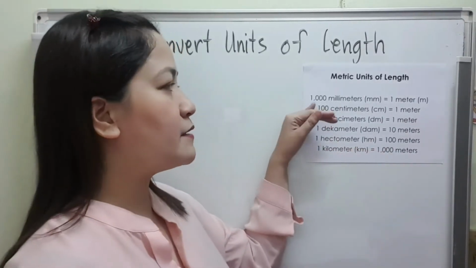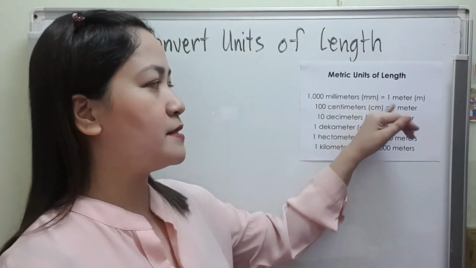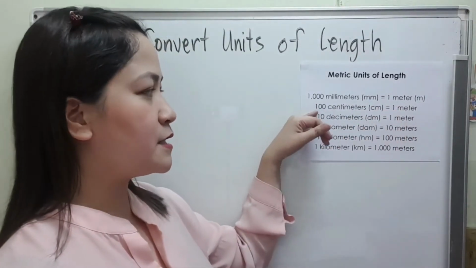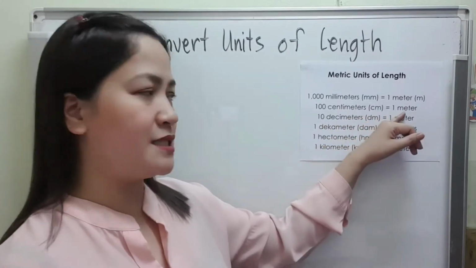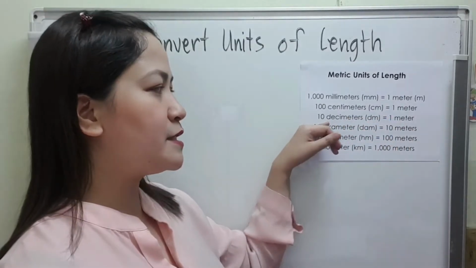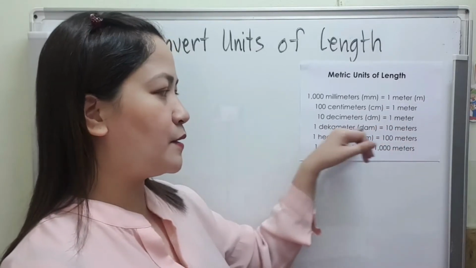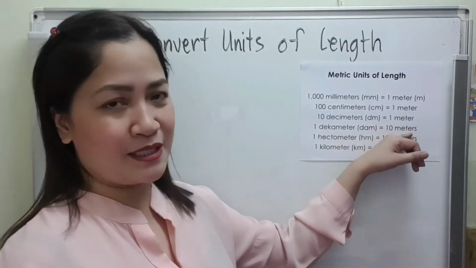So for every 1,000 millimeters or mm, that is equal to 1 meter or m. 100 centimeters or cm is equal to 1 meter. 10 decimeters or dm is equal to 1 meter. 1 decameter or dam is equal to 10 meters.